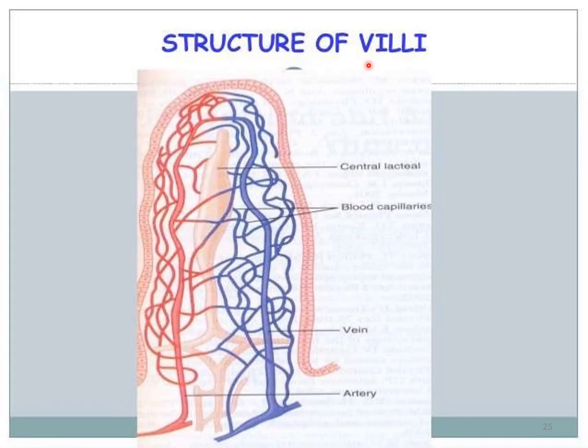This is the structure of villi. Here you can see artery. It branches out into arterioles, and here you can see vein. It branches out into different venules, and they join together to form capillary. And this is the lacteal, central lacteal of a villi. So a villi has, this is the mucosal layer. A villi has vein and venules, artery and arterioles, and capillary, and also a central lacteal.